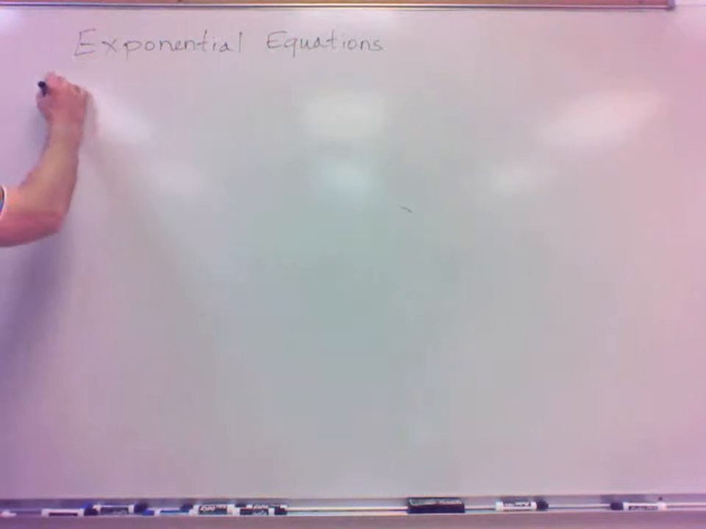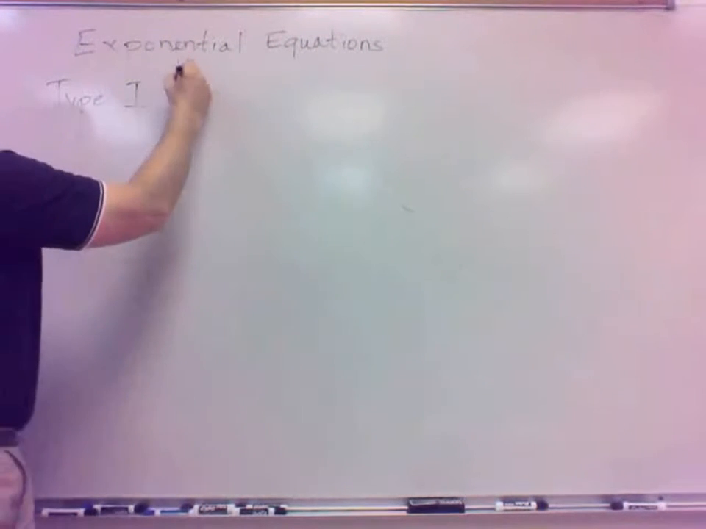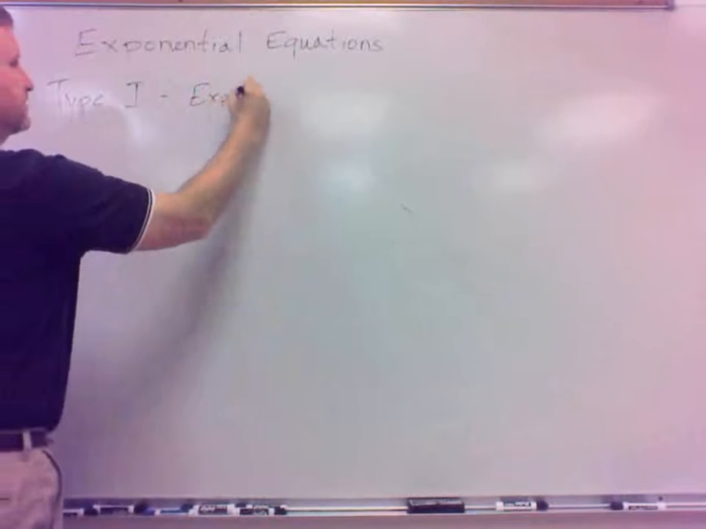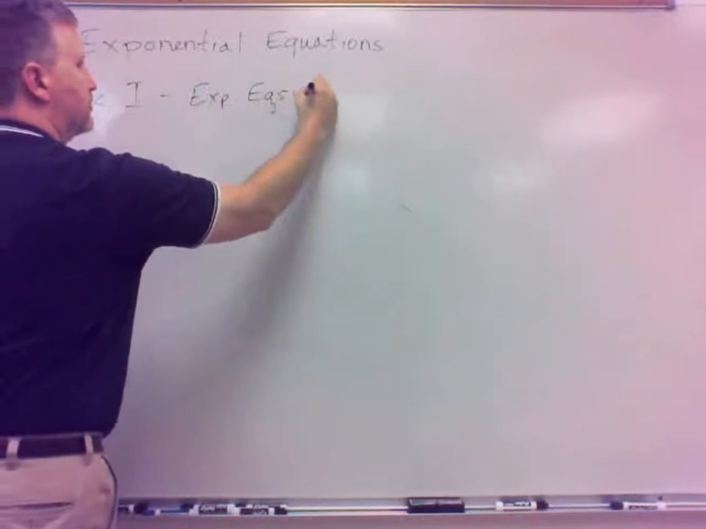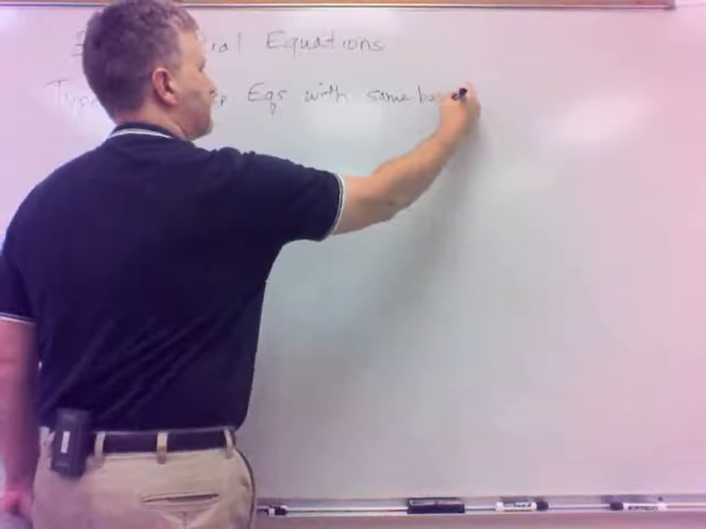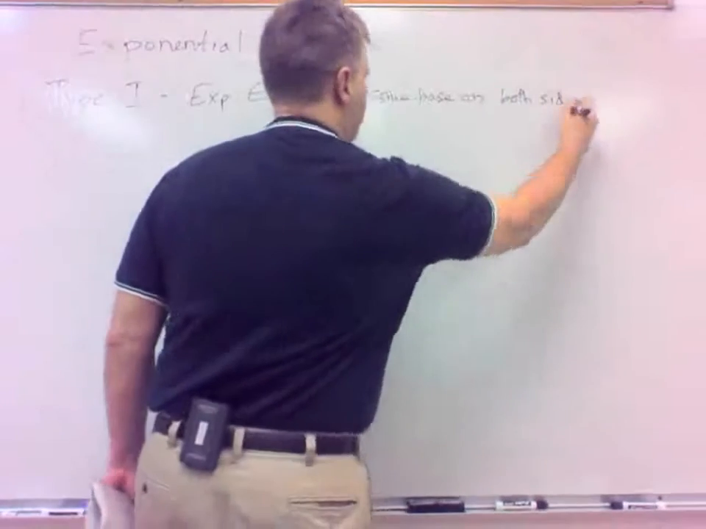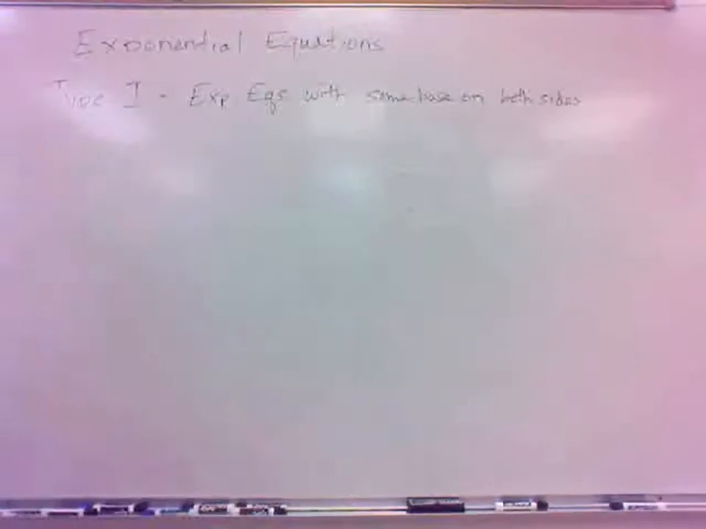Type 1 is exponential equations with the same base on both sides. Turns out those are really, really nice if you can get them. Don't happen very often, but if they do, here's what you can do.